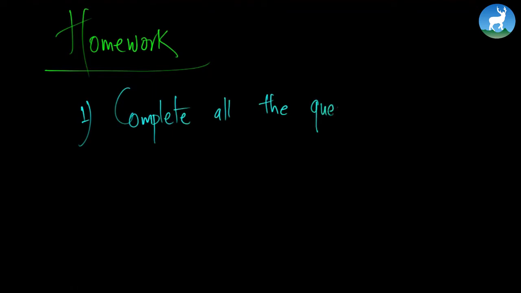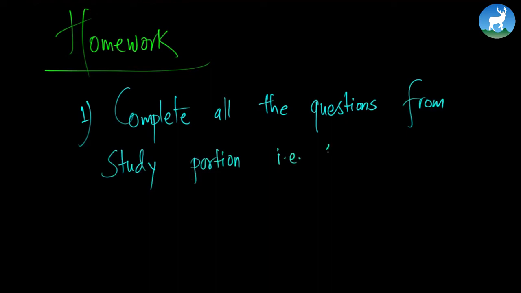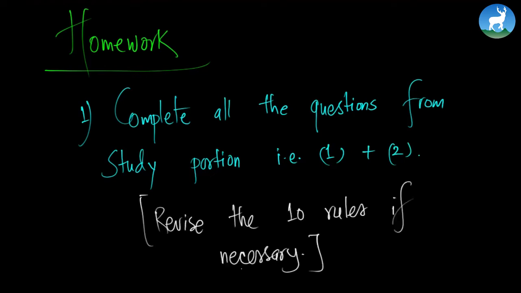Now I should give you some homework because I taught you 10 rules. Now it's my time to give you some homework. And the homework is very easy: all the questions from the study portion, that is question number 1 and 2. Revise the 10 rules if necessary. So this is the homework. Complete all the questions from the study portion, that is 1 and 2, which is given in your book. There are 10 questions there. Revise the 10 rules if necessary and solve those questions. I guess they're very easy questions. Can you do this? Sure you can.